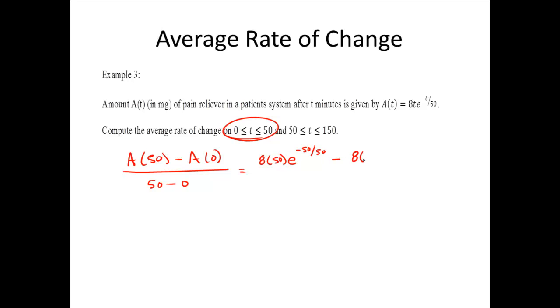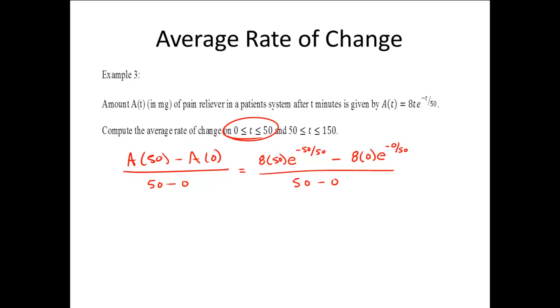Minus 8 times 0 E to the negative 0 over 50. Well, already knowing that 8 times 0 is going to wipe this out, I should be okay. I don't have to worry about calculating that one, because 0 will wipe out this entire quantity. So let's go ahead and calculate that. Very carefully in your calculator, enter that in. You're going to have 0, parentheses, 50, close your parentheses, E.